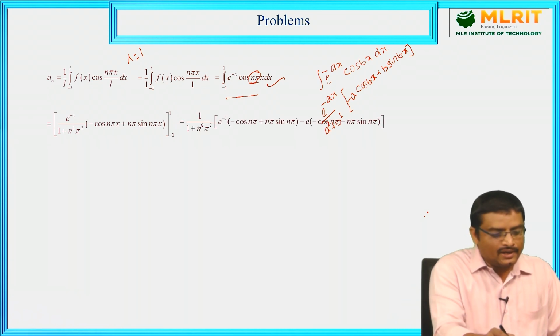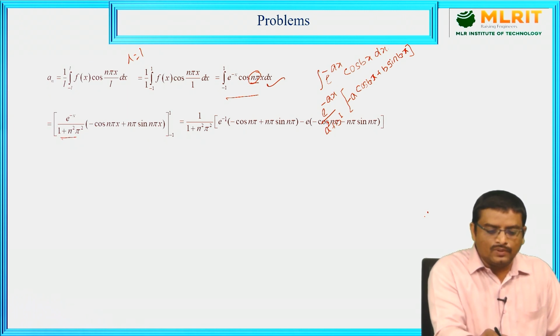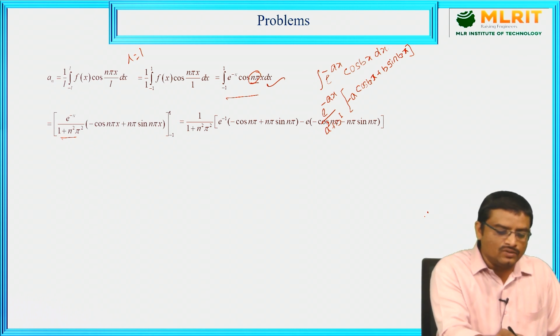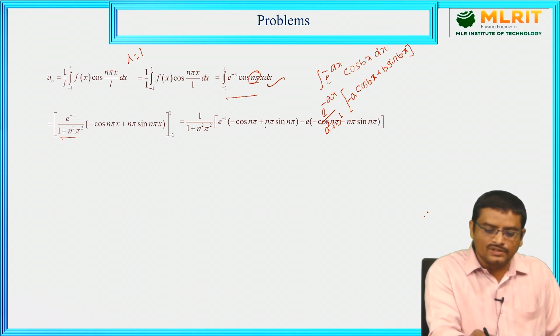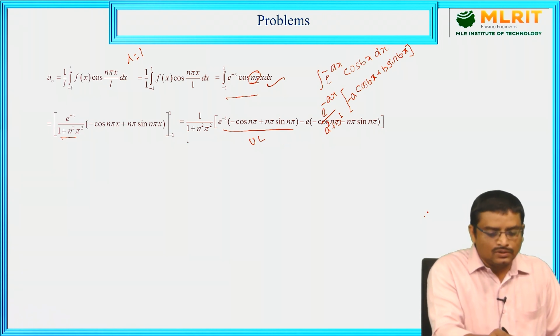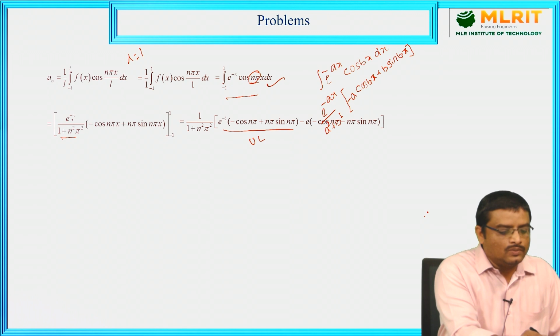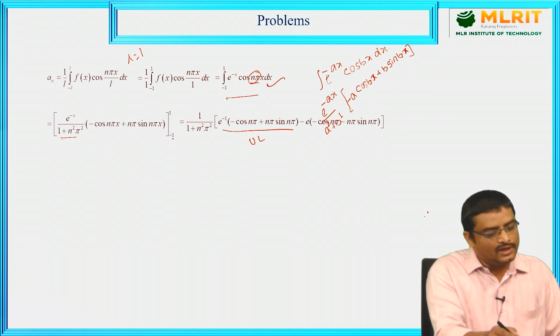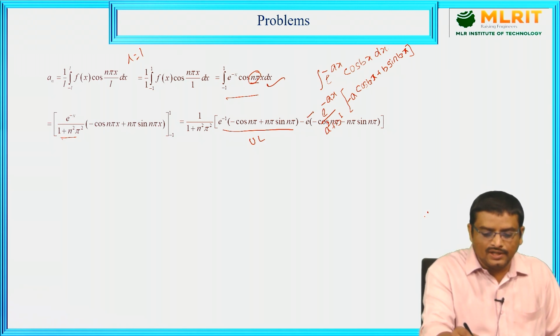So you can take that denominator outside. Our upper limit is 1, so e power minus 1 into minus cos n pi plus n pi into sin n pi, substituting x is equal to 1. So this is the value after substituting the upper limit, minus substitute the lower limit, x is equal to minus 1. So e power minus of minus 1, you will get e power 1.